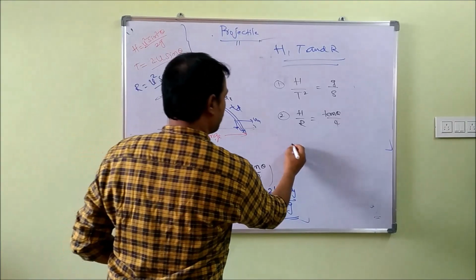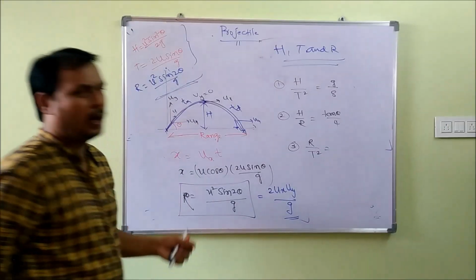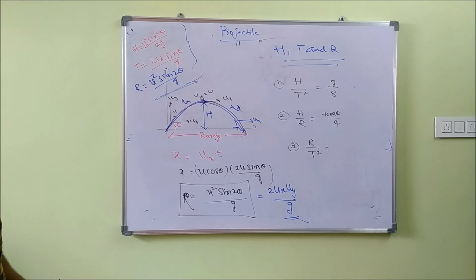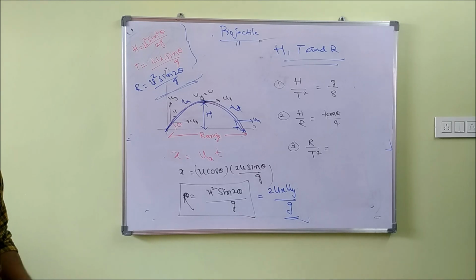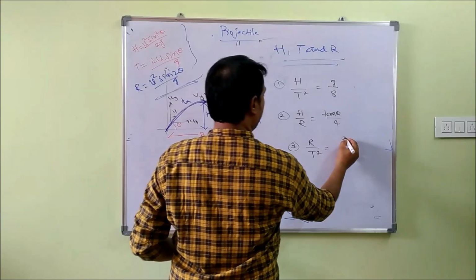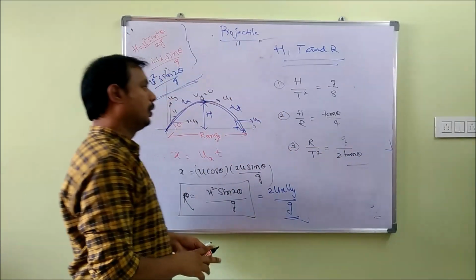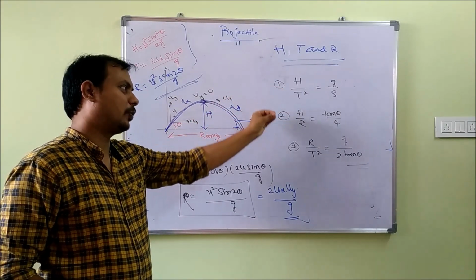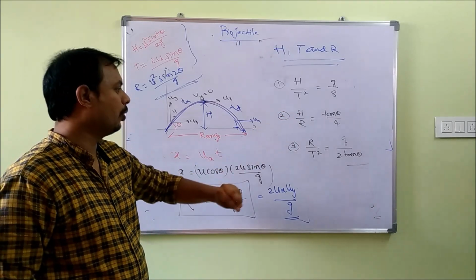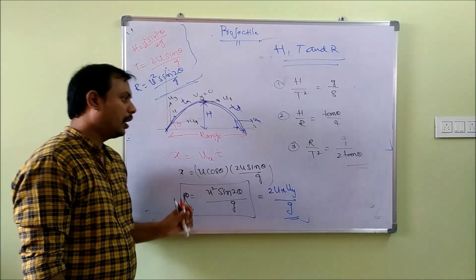And the third relation is r by t square. R is the range and t is the time period, the time of flight. That equals g by 2 tan theta. So remember these three relations: h by t square is g by 8, h by r equal to tan theta by 4, and r by t square equal to g by 2 tan theta.